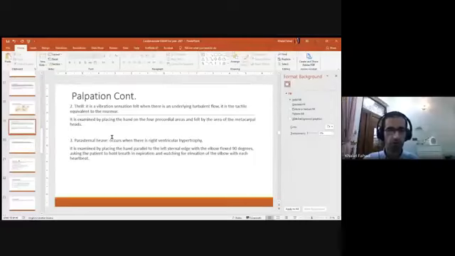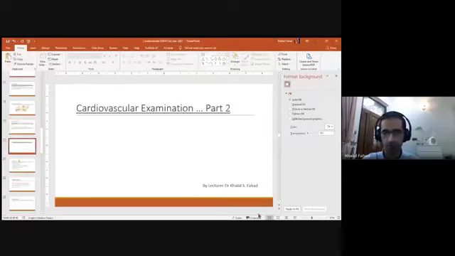So we finished with the palpation of the pericardium and the sequence of palpation. Today we will discuss the second part of cardiovascular examination.